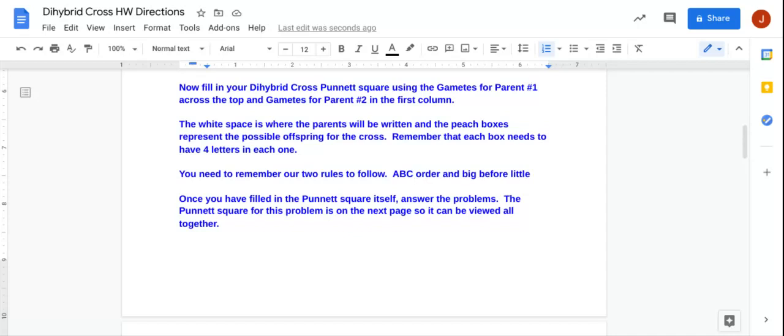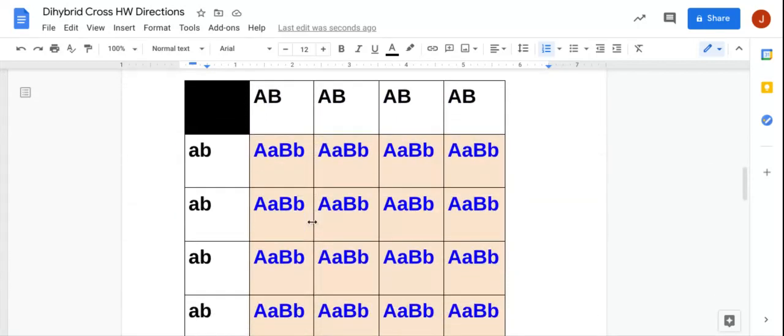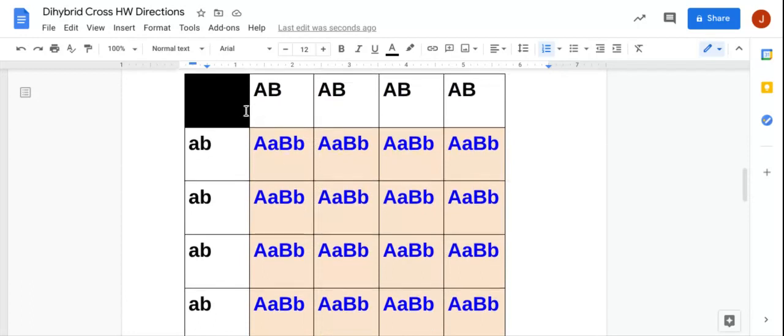We've already done big before little when we were doing monohybrid crosses, and now we have to factor in the ABC order because we're using 2 traits. Once you fill in the Punnett square itself, answer the problems with it. The Punnett square for this problem is on the next page so we can see it all together. Okay, so here it is. I typed in my parent gametes, I typed in my parents, and then this is the Punnett square.